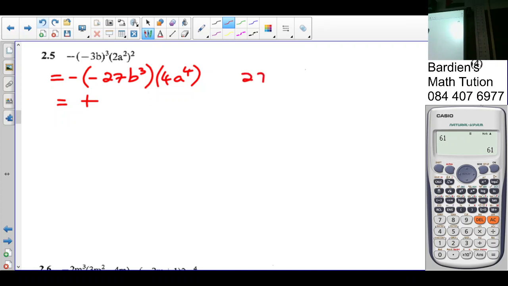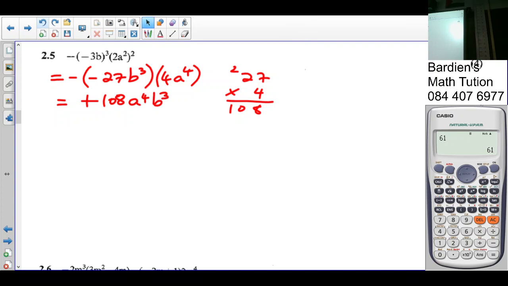27 times 4. 28, 2, 8, 108. Not so? b cubed times a to the 4. a to the 4, b to the 3 or b cubed. Any confusion here? No?